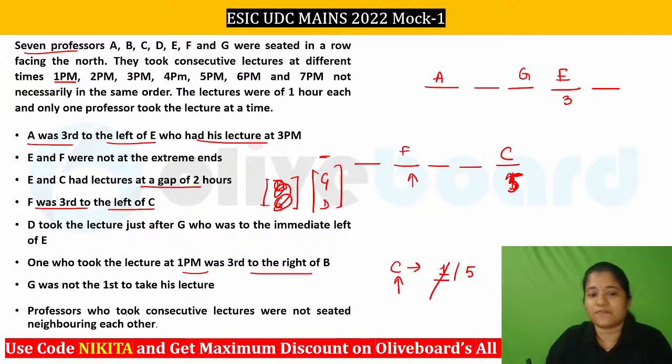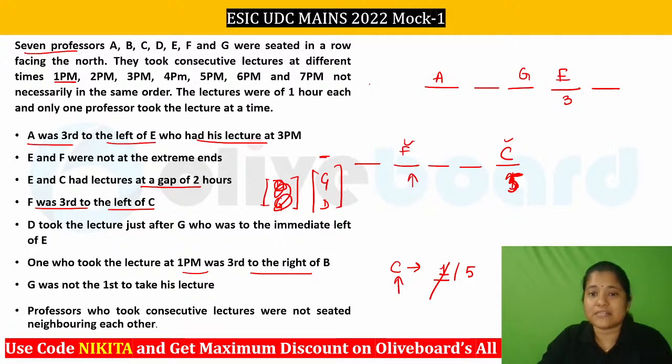Now it is given professors who took consecutive lectures were not seated neighboring each other. So you cannot have somebody neighboring another person who is having consecutive lectures. That means 1 p.m. and 2 p.m. cannot be seated together. That's not a possibility there. So let's check out where do we place your F and C. And remember, F should not be at the extreme end here. And we should have 7 persons, right?